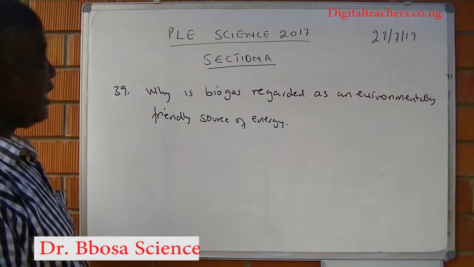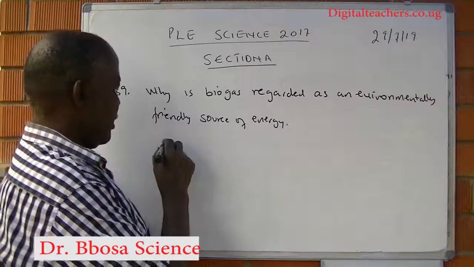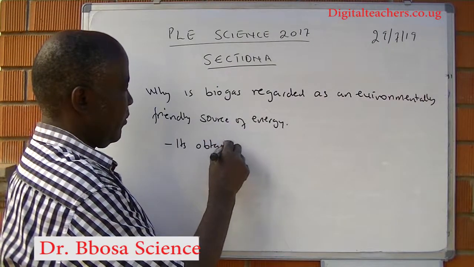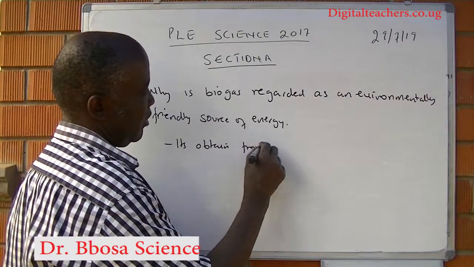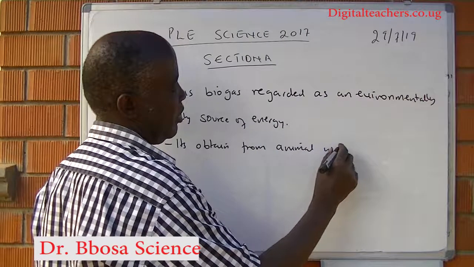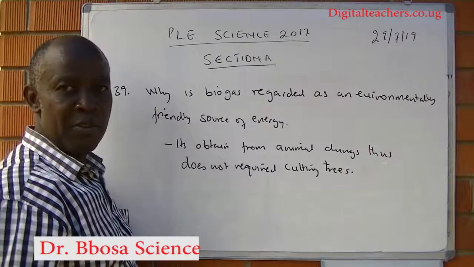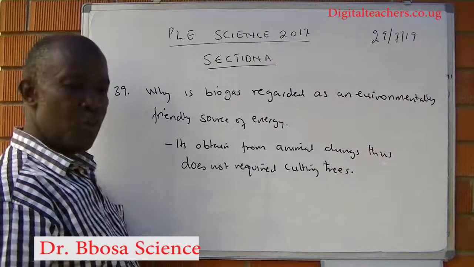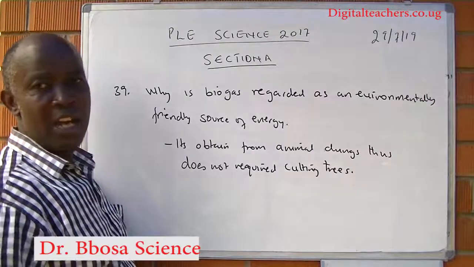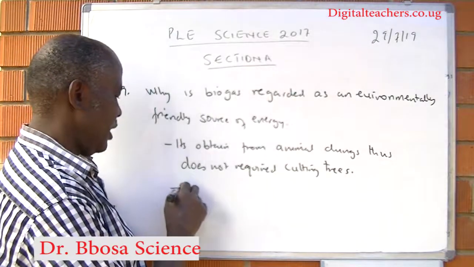Number 39. Why is biogas regarded as an environmentally friendly source of energy? It is obtained from animal dung. We don't have to cut trees to produce biogas. Biogas is produced from animal wastes and it is renewable.